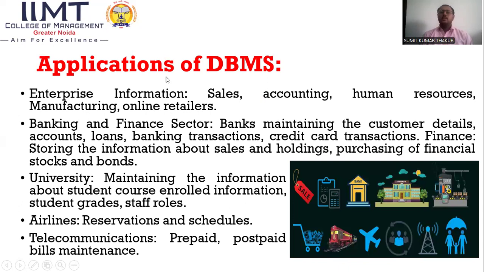First is enterprise. In enterprise, it maintains the records of sales, accounting, human resources, which is HR, manufacturing, and online retailers. Then comes the banking and finance sector, where banks maintain customer details such as account details, loans, banking transactions, credit card transactions, finance, and storing information about the sales and holding, purchasing of financial stocks and bonds.